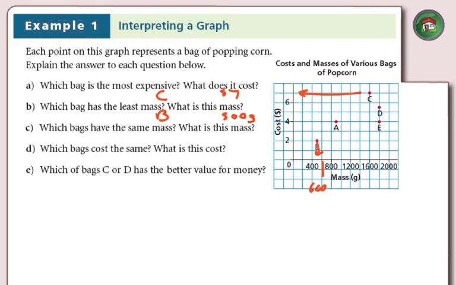Which bags have the same mass? Again, we're looking at mass. The bags with the same mass would line up on top of each other. That would be D and E. The mass that bags D and E have, we look down, we're right between 1,600 and 2,000, so that would be 1,800 grams.